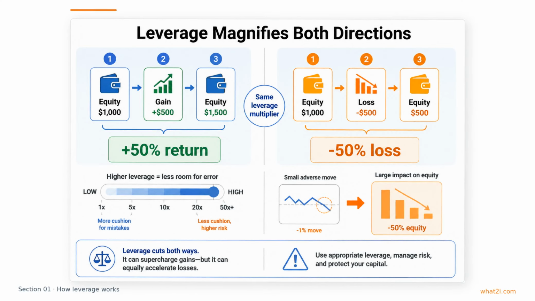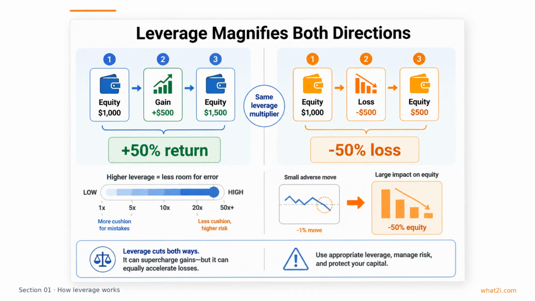Leverage magnifies both directions equally. A $500 gain on a $1,000 account is a 50% return, which feels powerful. But a $500 loss on that same account is also a 50% hit to equity, and recovering from that is much harder than people expect. Higher leverage leaves less room for normal market noise, small mistakes, or delayed exits. Even a modest move against you can become a large percentage loss in the account. That is why leverage should be thought of as a multiplier of account sensitivity, not as a shortcut to easy returns.